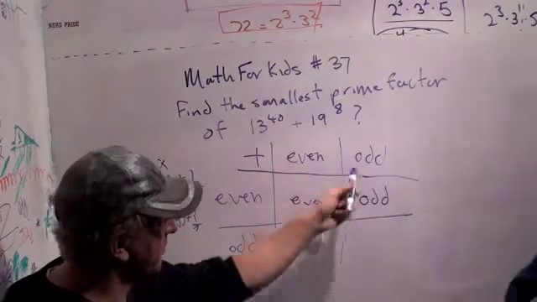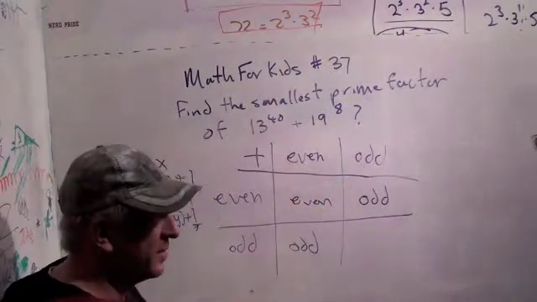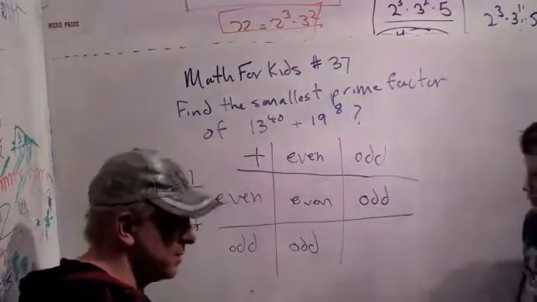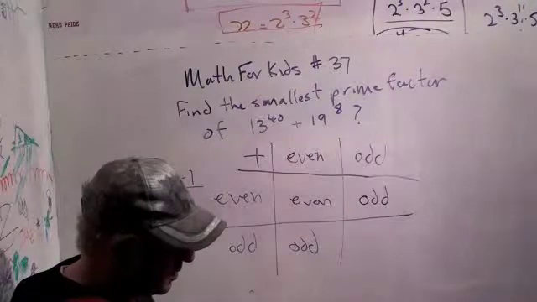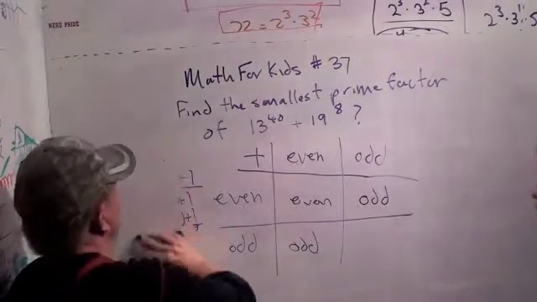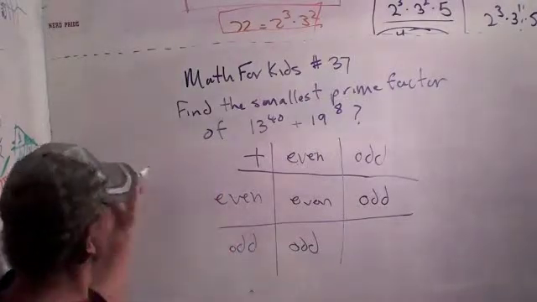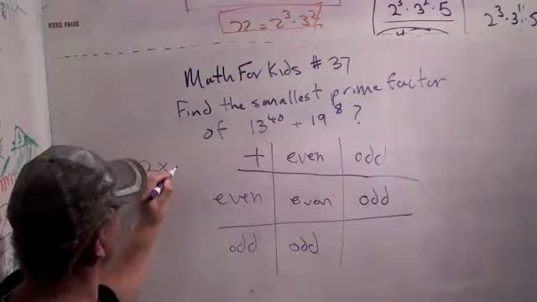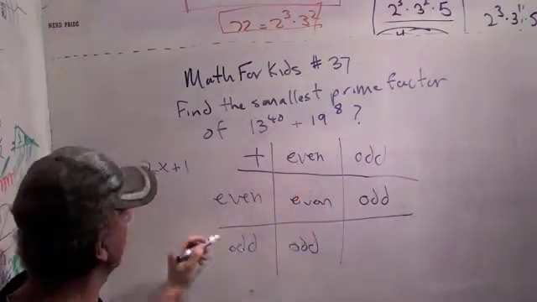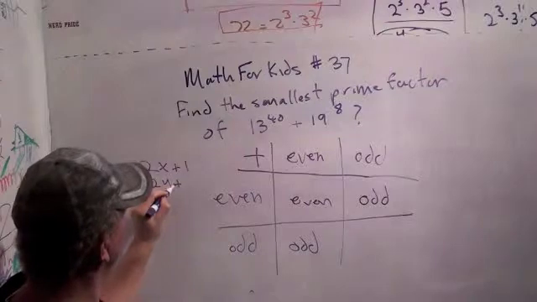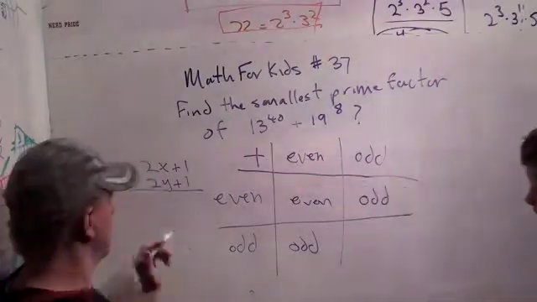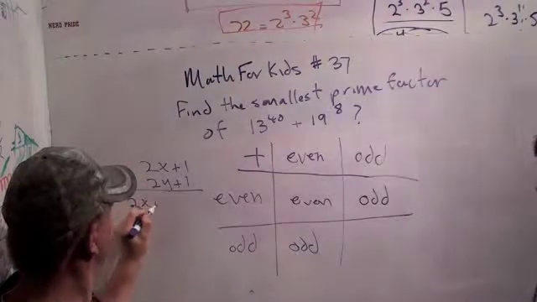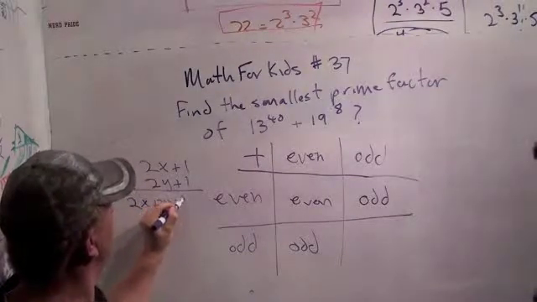Now here's an interesting one. An odd number plus an odd number is an even. Why is that? An odd number is going to be in the form 2x plus 1, and our second odd number that we're adding together is going to be in the form 2y plus 1. And you get a plus 2. So I get 2x plus 2y plus 2.